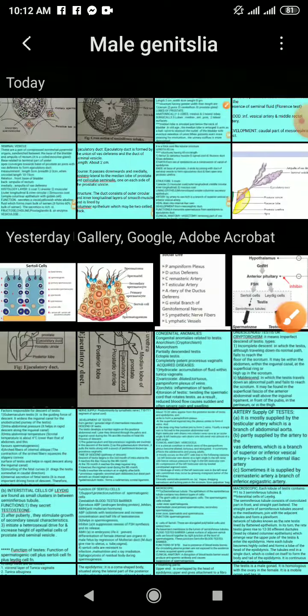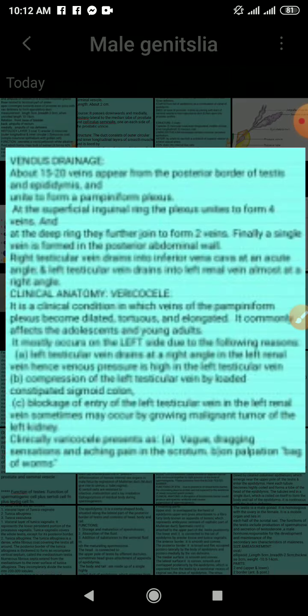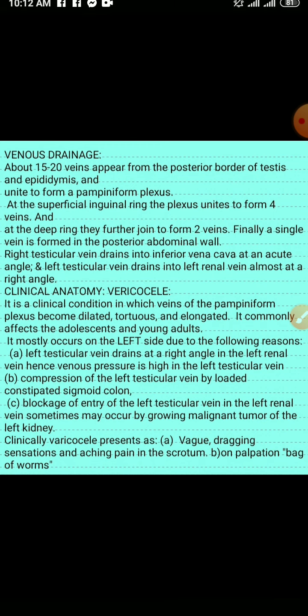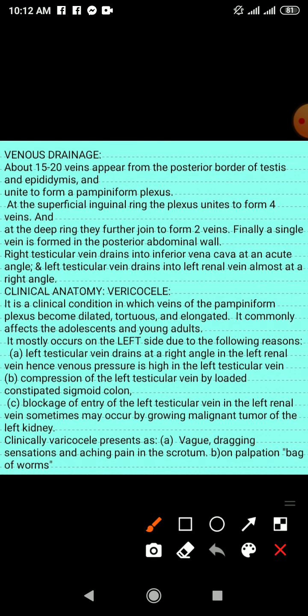Now come to the venous drainage. The most important thing is the venous drainage of the testis. From the testis, about 15 to 20 veins appear from the posterior border of the testis and epididymis, and they unite to form a plexus, which is known as the pampiniform plexus. At the superficial inguinal ring, this plexus unites to form only 4 veins, and at the deep inguinal ring, they further unite to form only 2 veins. Finally, a single vein is formed in the posterior abdominal wall.